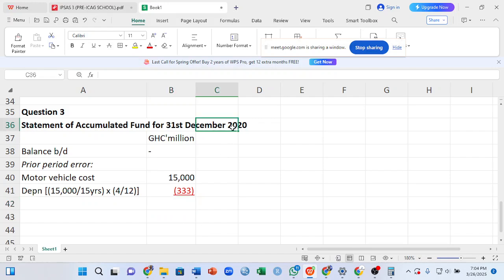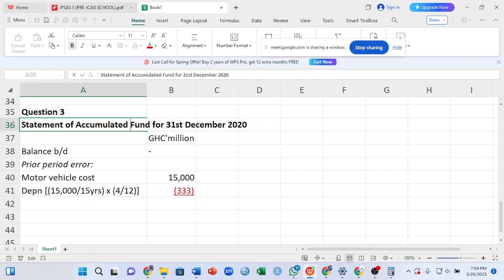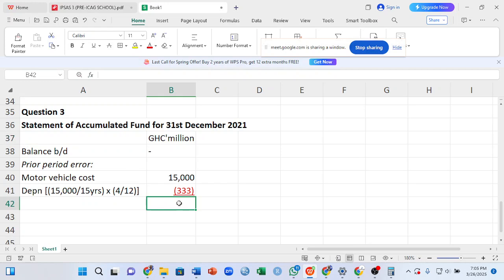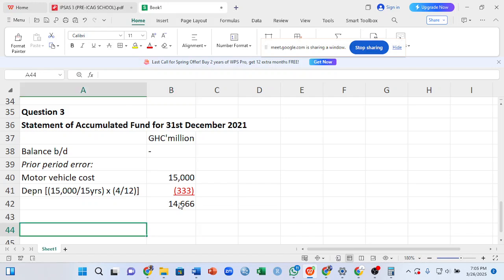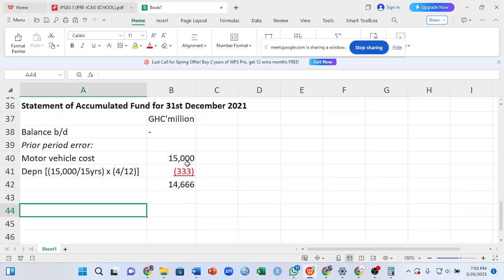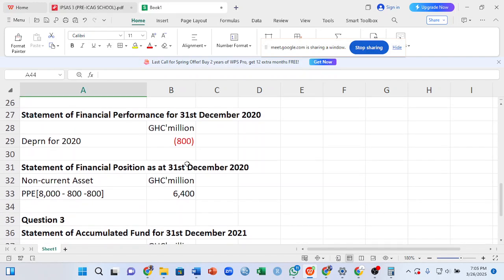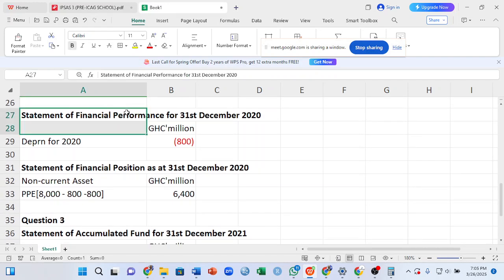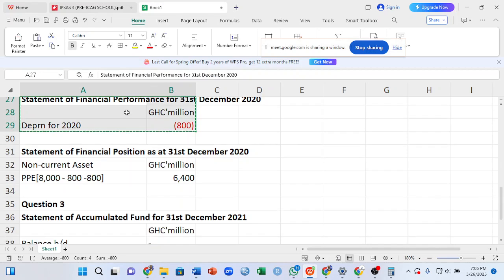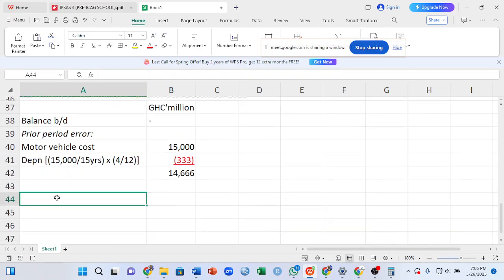So it'll be 2021. It will be 14,666. Okay. Then this is for the correction of error, but we need to show the other statements as well. So we need to show statements of financial performance, where we need to bring out current year depreciation.